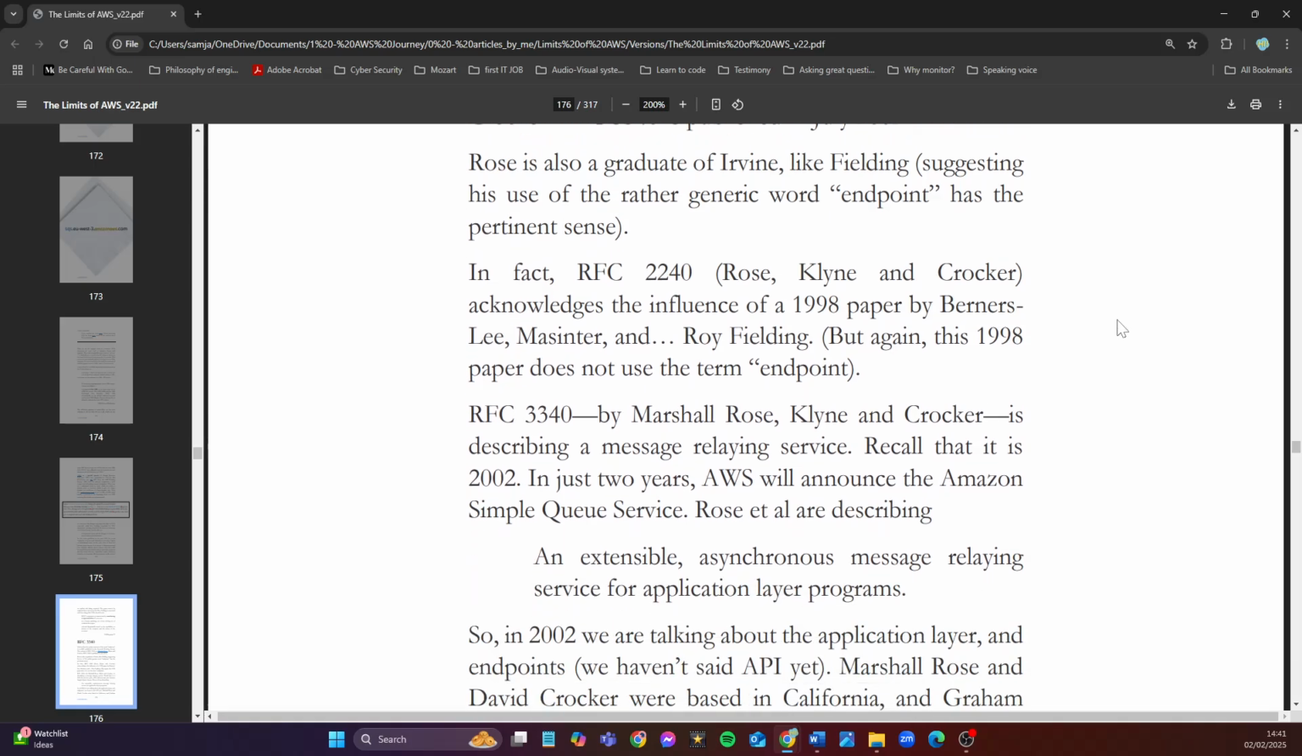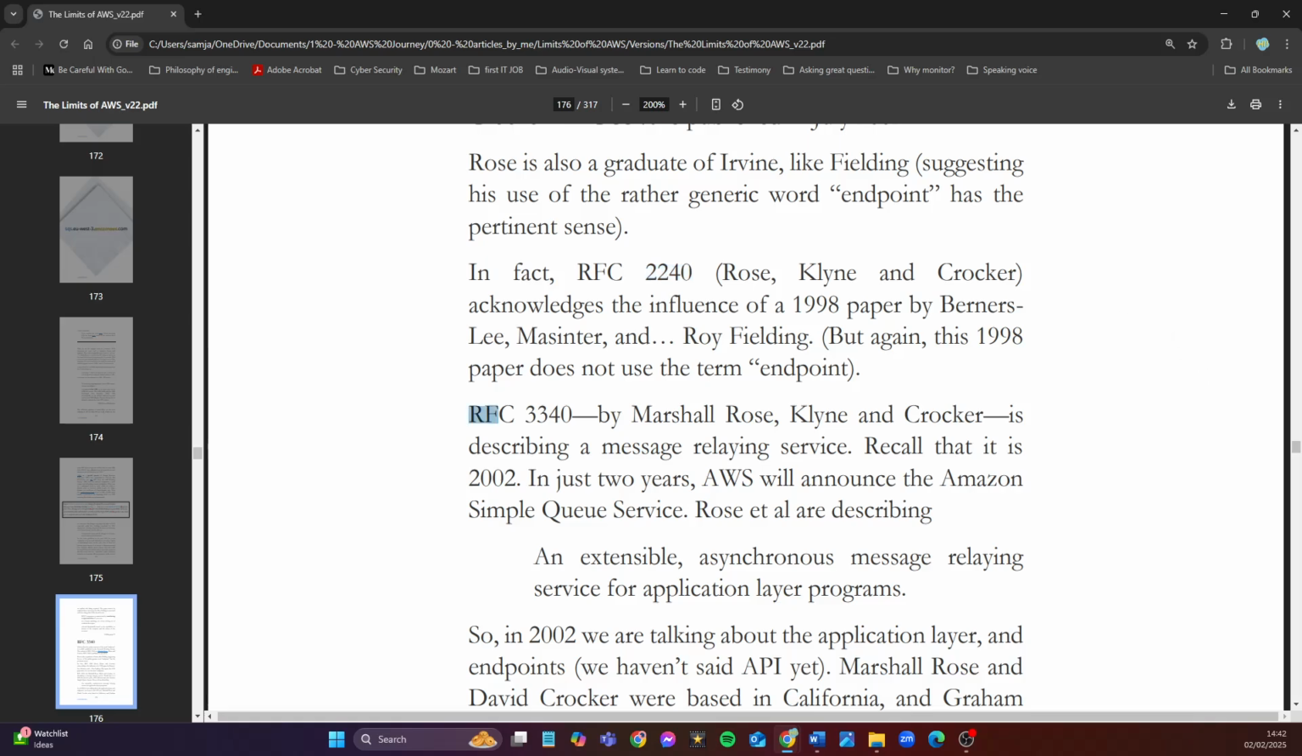In fact, RFC 2240, Rose, Klein and Crocker, acknowledges the influence of a 1998 paper by Berners-Lee, Mainster and Roy Fielding. But again, this 1998 paper does not use the term endpoint. So that's RFC 2240, which is acknowledging the influence of a paper by Fielding and Berners-Lee.